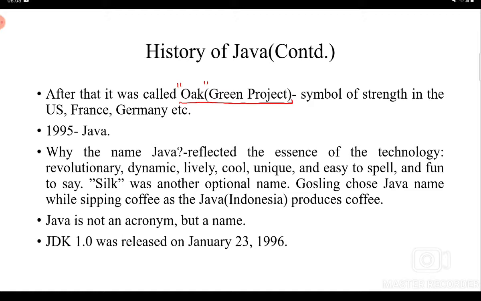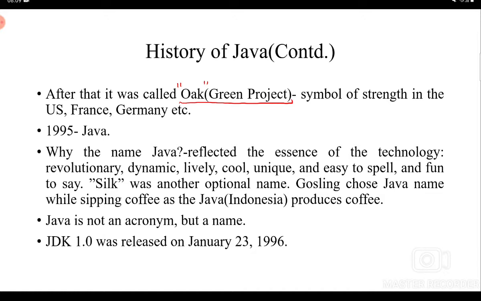Now, there is an interesting concept why it was named Java. Okay, first of all, they wanted to develop something which had the essence of technology, revolutionary, dynamic, lively, cool, unique, and easy to spell and fun to say name. However, they came out with a lot of options related to the name, but after a lot of discussion, they came up with the name as Java, because Gosling, he wanted to name it a little different. I mean, different from others.